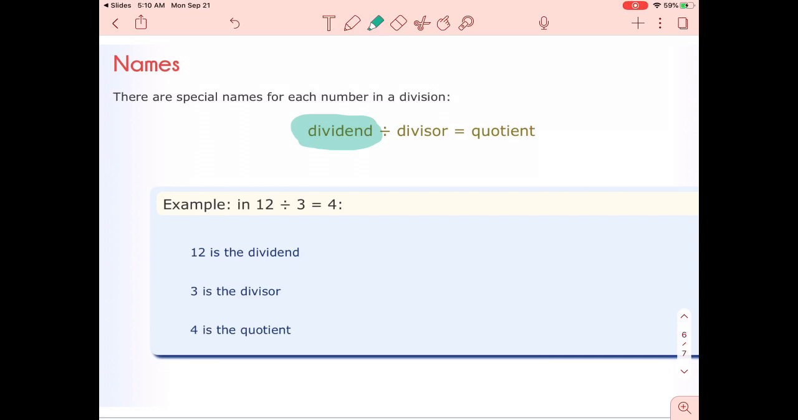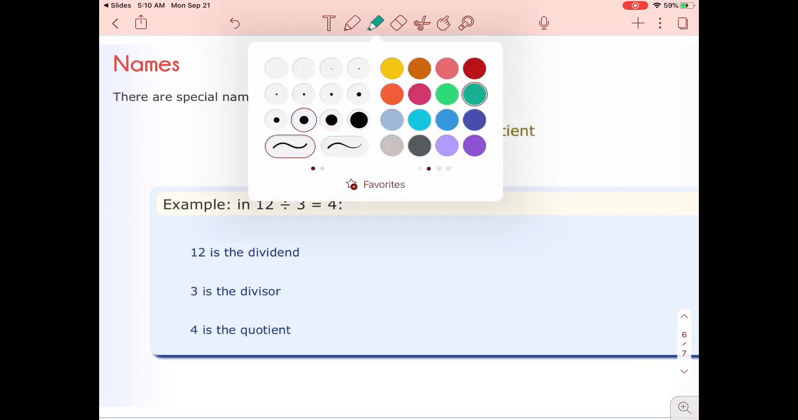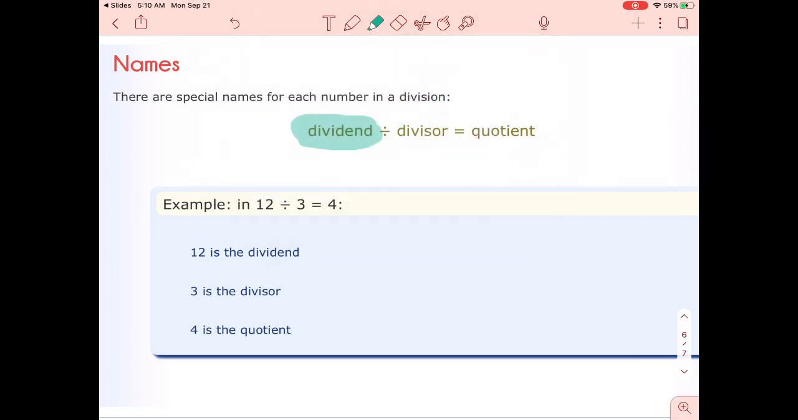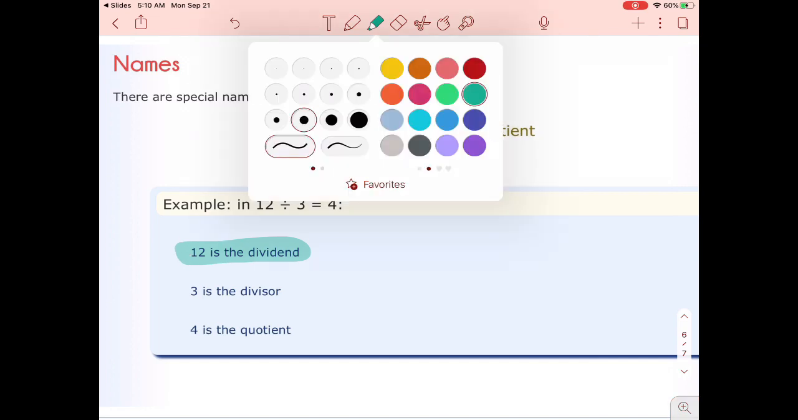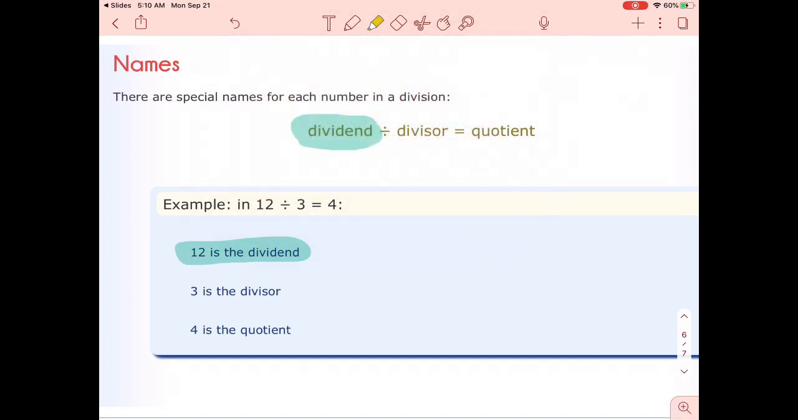All right. And the next number in a division problem, I'm going to go ahead and highlight that down here too. The next number in a division problem is called the divisor. The divisor is how many groups am I making? Now in that case I had 3 friends, so 3 would be the divisor. It's the number I'm dividing it by.